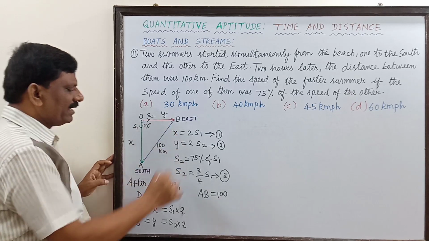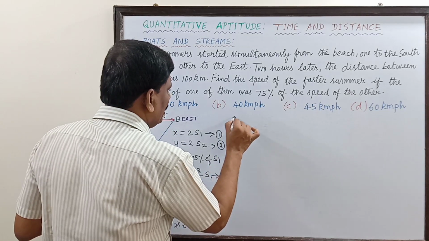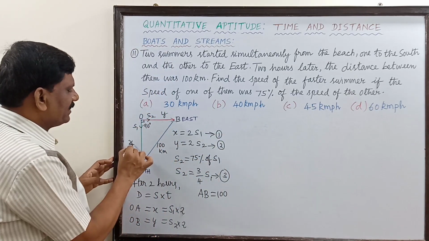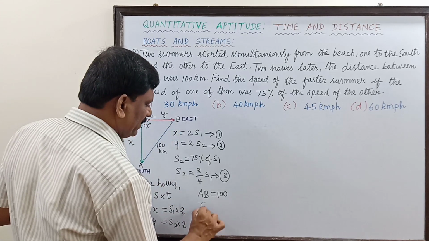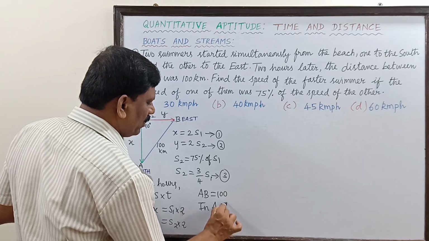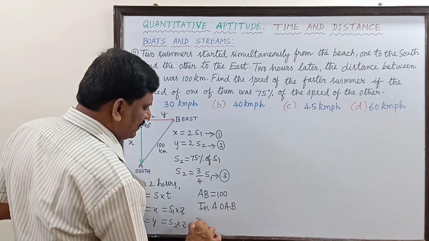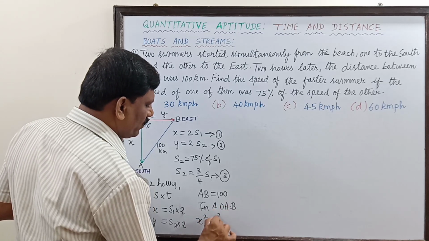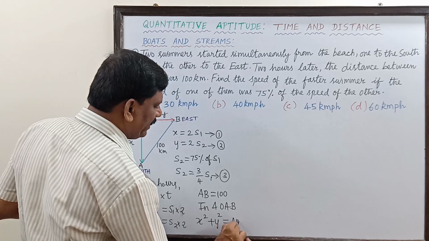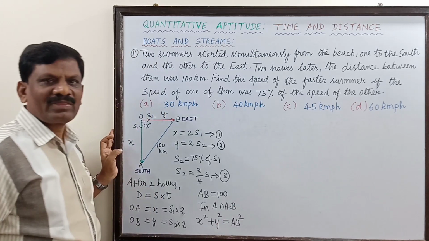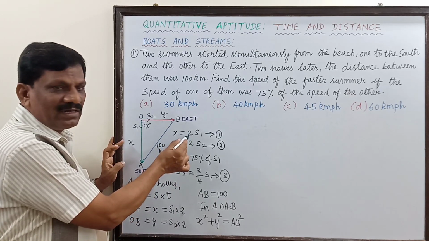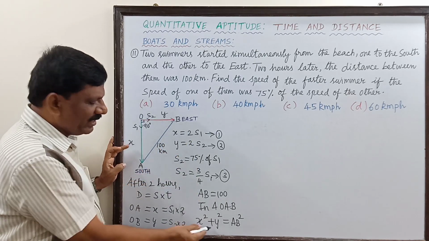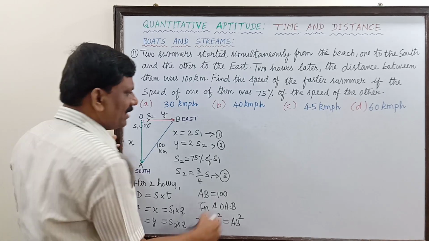Now, in this right angled triangle, X square plus Y square must be equal to what? 100 square. So in triangle OAB, X square plus Y square is equal to AB square. Okay? So in place of X, what shall we substitute? 2S1. In place of Y, 2S2. So this equation becomes what?